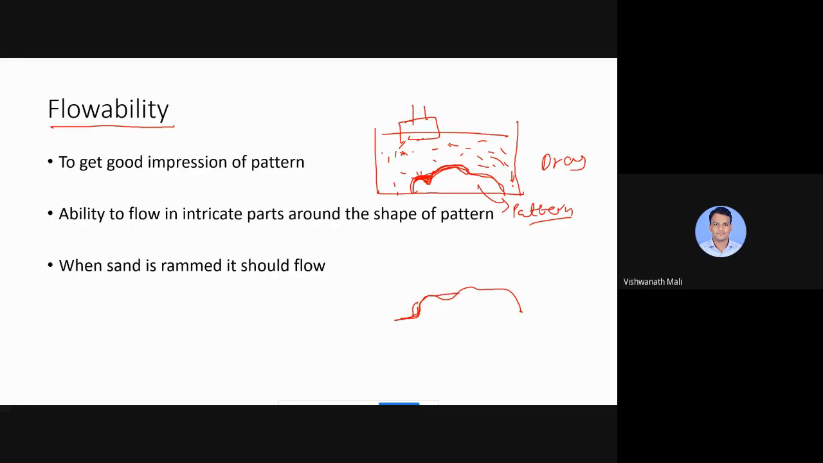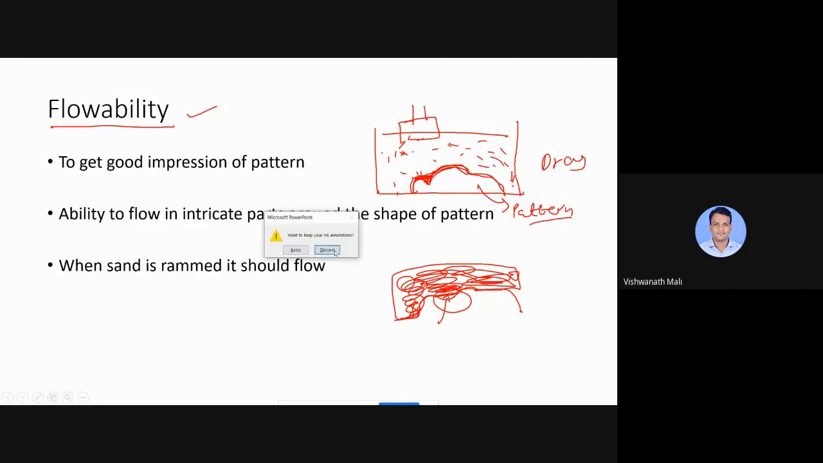If it is not going, then you may get a different shape like this. If this is a molding sand, this is sand which goes to each and every part, but here if you look at this part, there is some gap. So why did this gap happen? Because this molding sand doesn't have good flowability. So what is flowability? It should flow easily around this pattern to get the exact shape of the pattern. That is the main property of this.